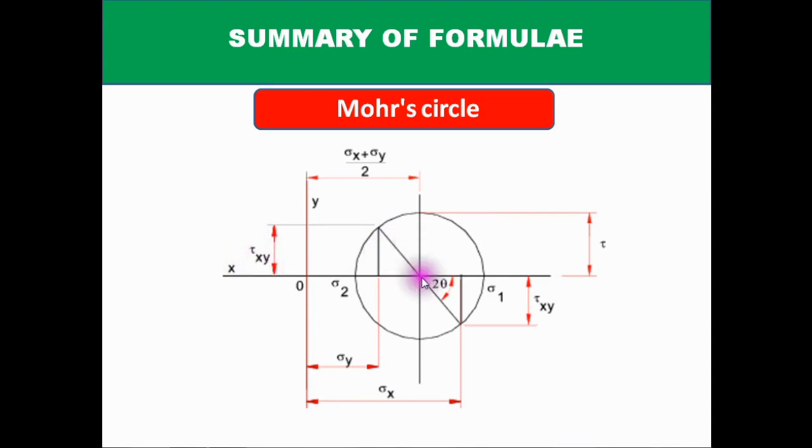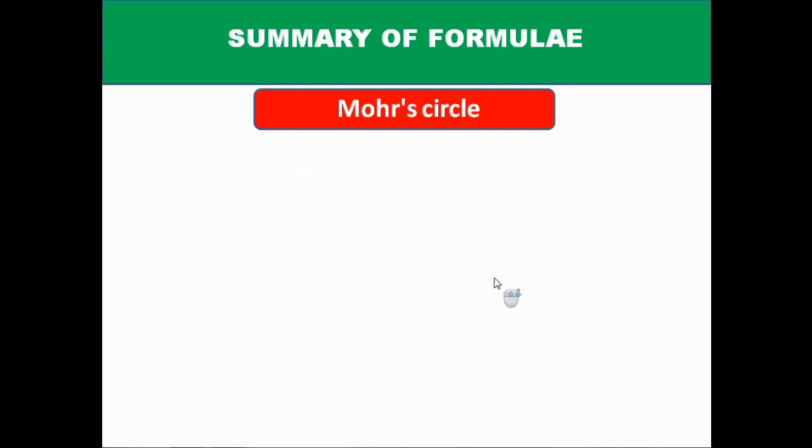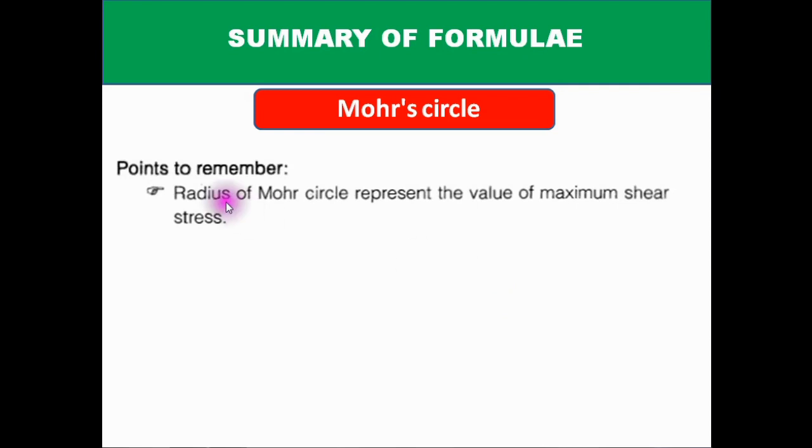Now take the distance from the center point to this point and complete the circle. The center point is at a distance of sigma x plus sigma y by 2 from the y axis. Radius of Mohr circle represents the value of maximum shear stress.